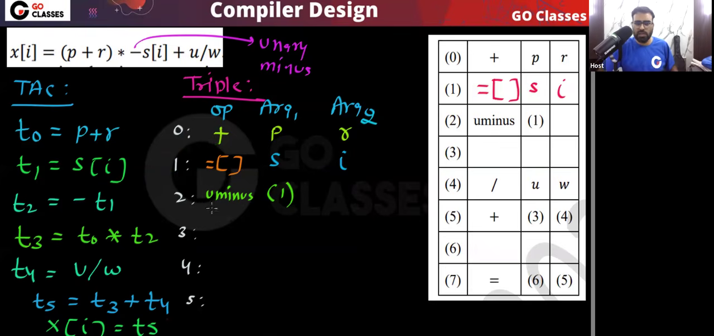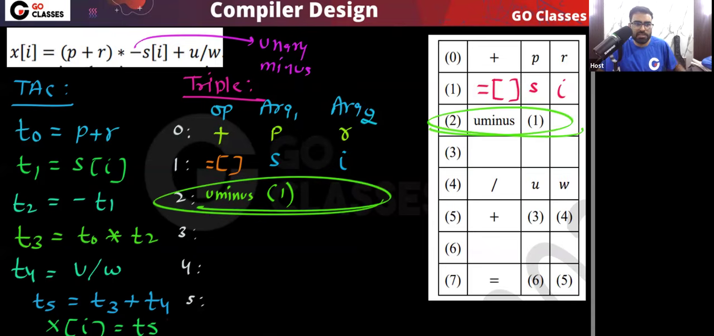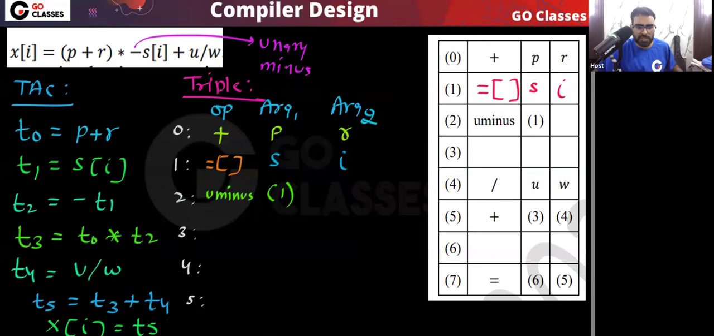And we are storing this to the temporary variable T2. But remember, in this triple representation there is no result field. Also, we do not store the temporary variables. So argument 2 is not there. You can see in this instruction there is only one argument, argument 1, that is T1. T1 means this position 1. So that's it. You can cross check. This is same as this. Now let's see the next.